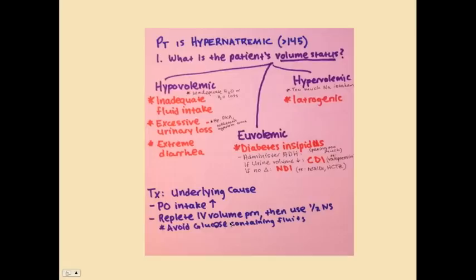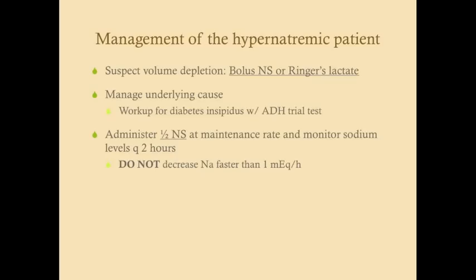So management of any patient with hypernatremia, first, if you suspect volume depletion, is to bolus them up with normal saline, not half normal saline. Even though they're hypernatremic, we want to still give them 0.9% or normal saline, or you can use Ringer's lactate if that's what you want to do. Really, it doesn't matter. Manage the underlying cause. Work them up for diabetes insipidus if that's what you're thinking.